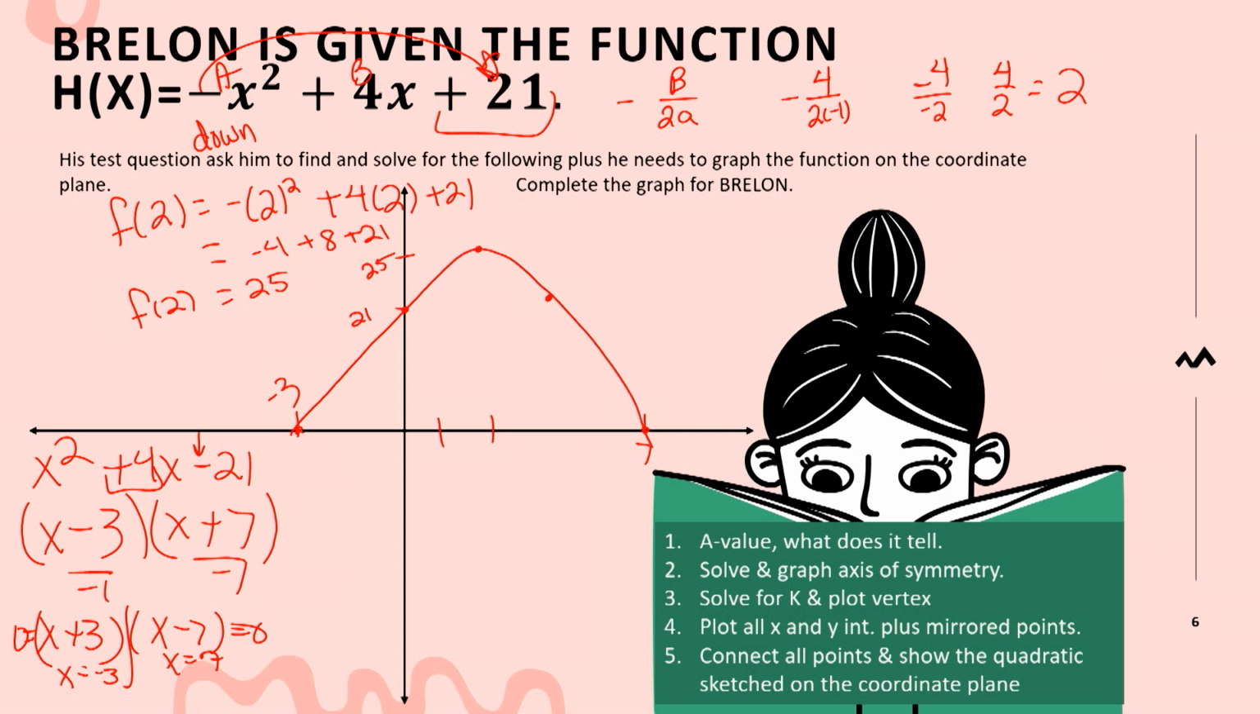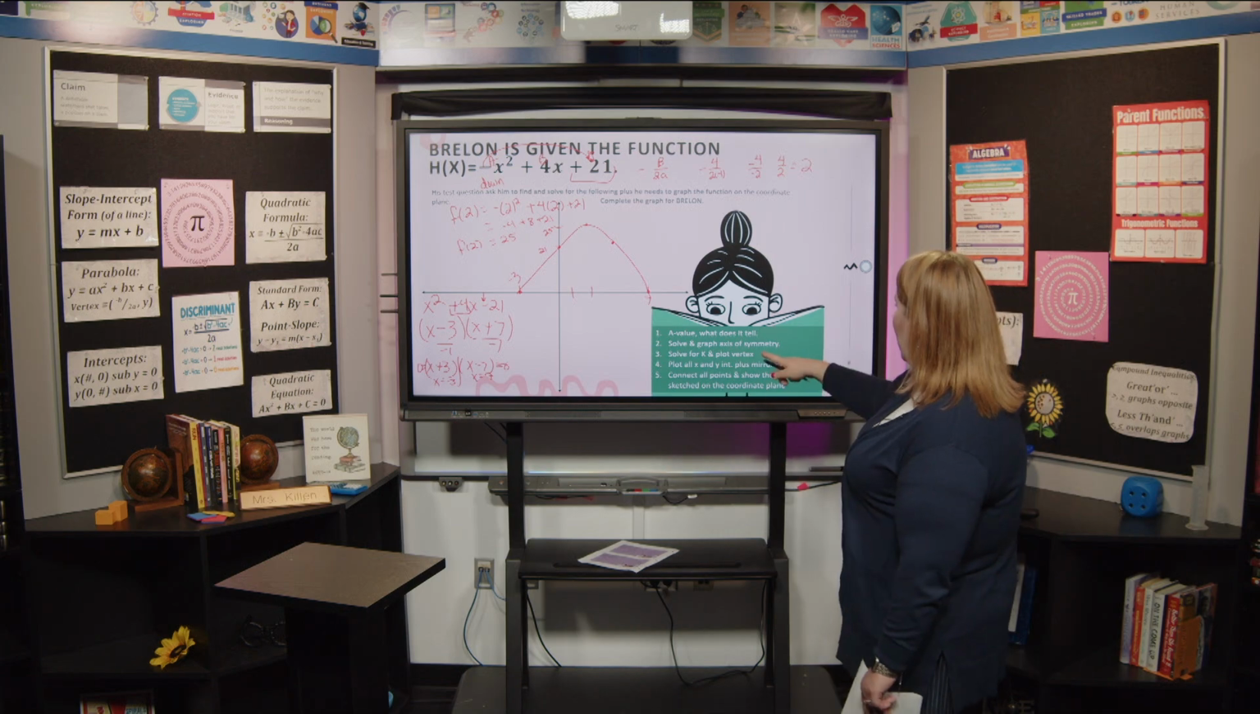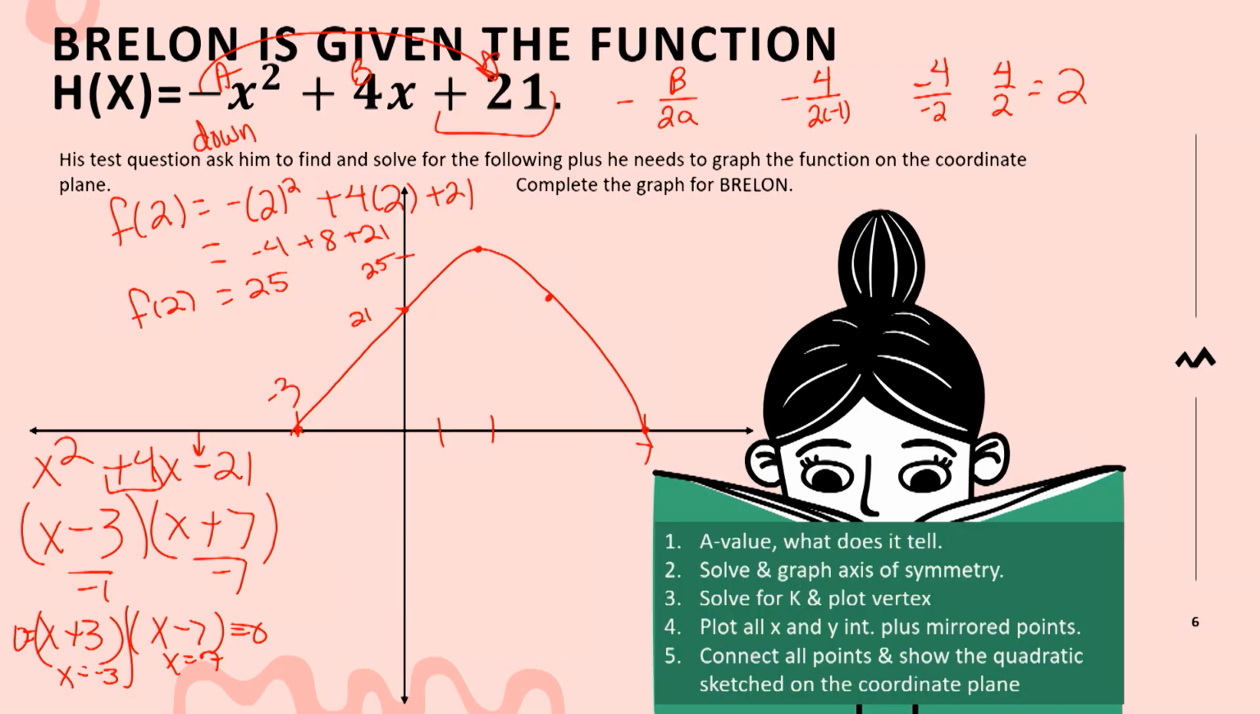So now that I've graphed it, let's see if we can answer his questions. A's value, what does it tell me? That it opened down, which it did. Solve and graph the axis of symmetry, and where did we say that was? It was at 2. Solve for K, and what was that? It was 25. Plot the x and y intercepts plus the mirroring points, and we did. I had negative 3 and I had 7 as my x-intercepts, and my y-intercept was what? 21, 0, 21.